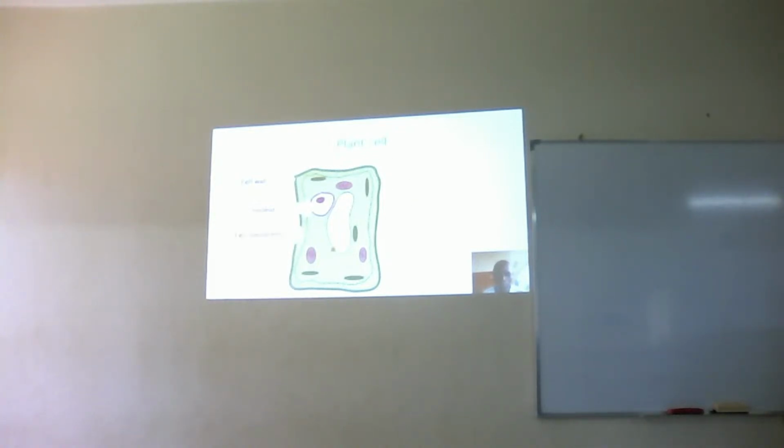Then we have the cell membrane. This is this thin line here. We say this cell membrane is semi-permeable and it only selects materials that pass through here. So it controls the entry and exit of materials in and out of the cell.